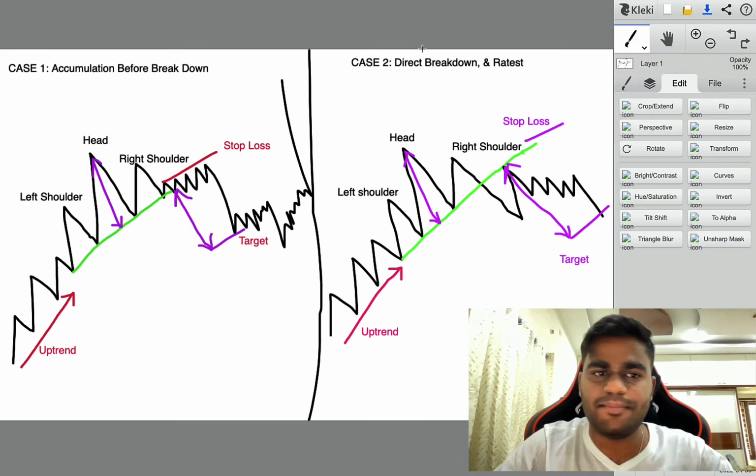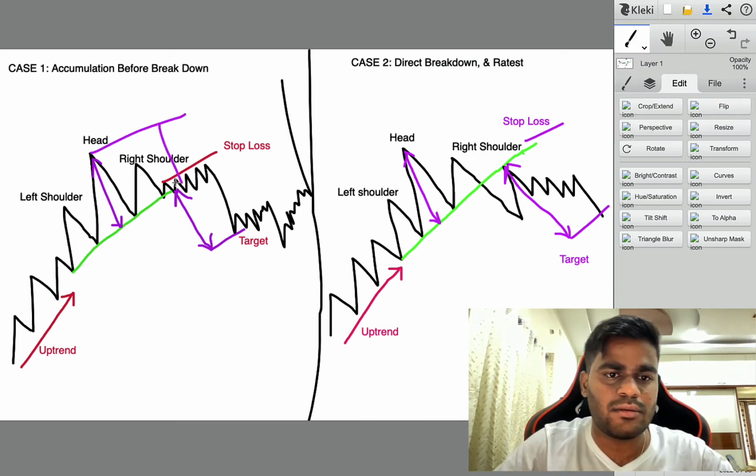Maybe you'll take this one also, this one, and project it to the downside. That is the target. This is the accumulation before breakdown case.